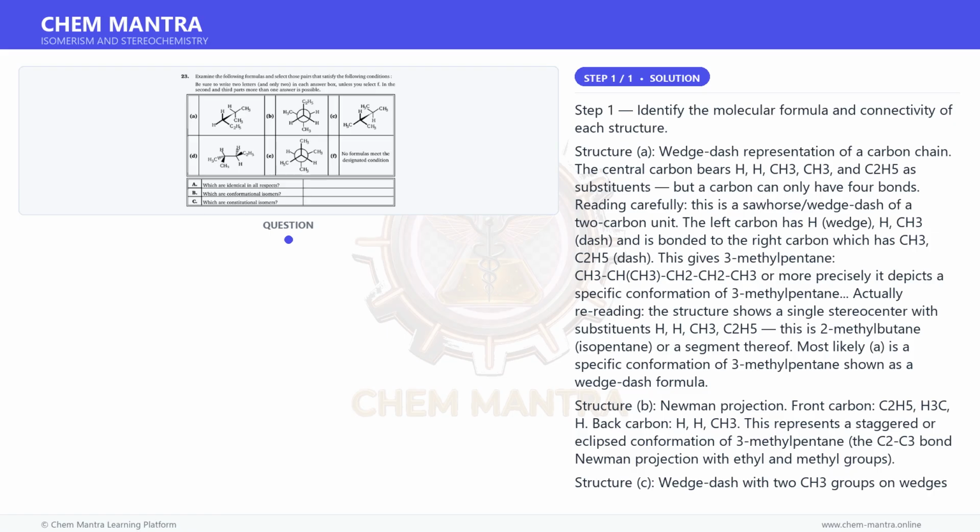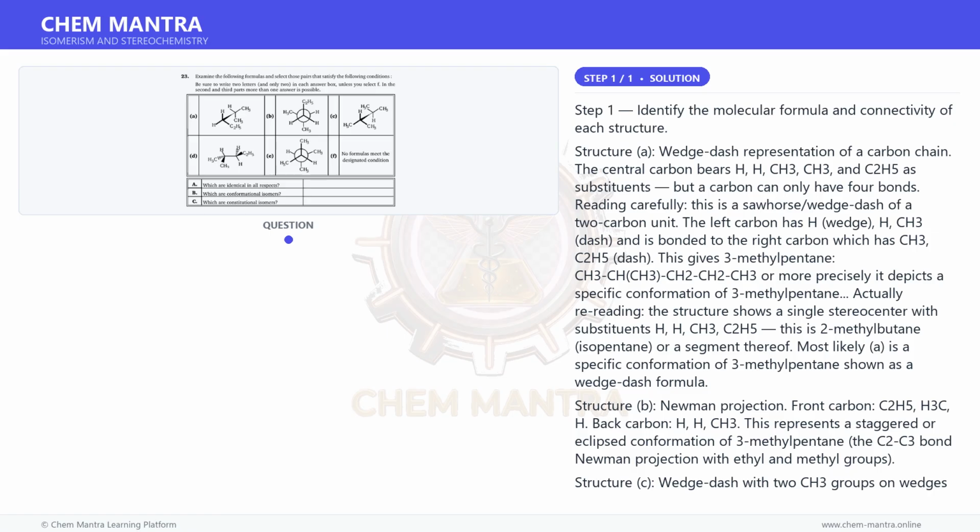Step 2. Group by constitutional identity. Group 1, 3-methylpentane, C6H14: structures A, B, D all appear to represent 3-methylpentane in different conformational representations. Group 2, 2,3-dimethylbutane, C6H14: different branching structures C and E, both represent 2,3-dimethylbutane.